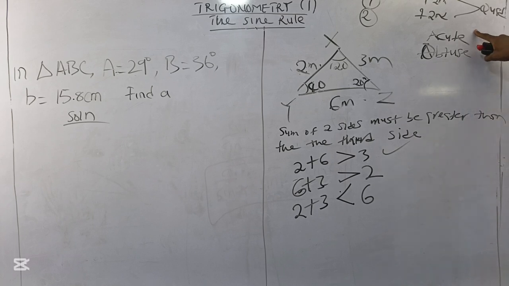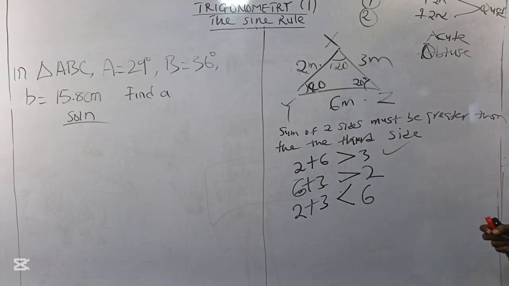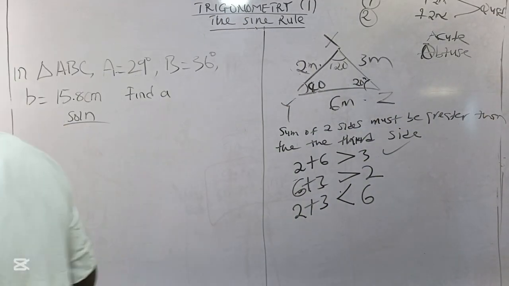Acute are angles that are less than 90. Obtuse are angles that are greater than 90. So let's try to solve this question.